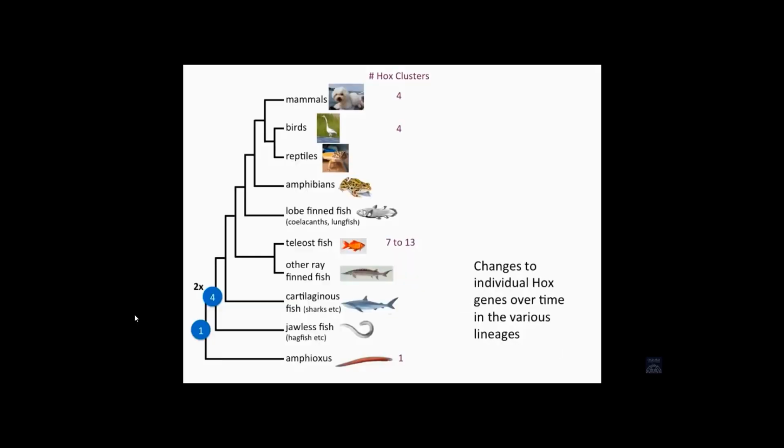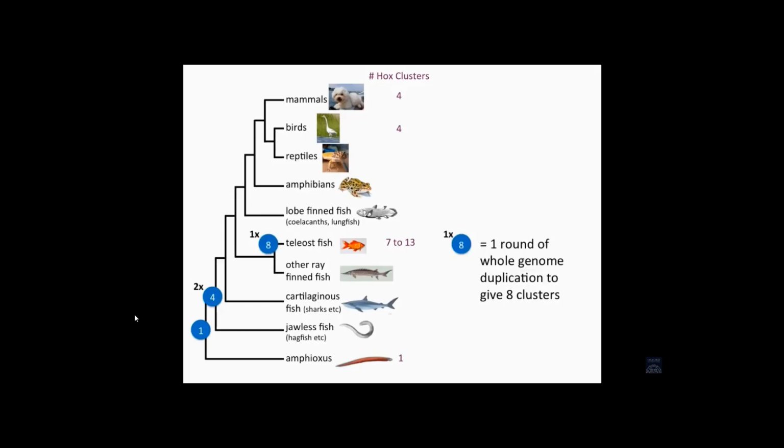Individual Hox genes then underwent some additional changes in the lineages, giving rise to modern-day tetrapods like ourselves. And at the base of the fish lineage, it's likely there was an additional round of whole genome duplication, increasing the number of clusters from 4 to 8 Hox clusters in ancestral fish.